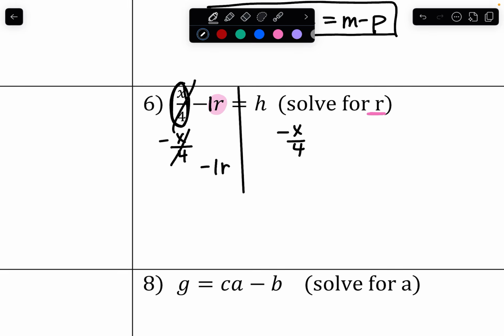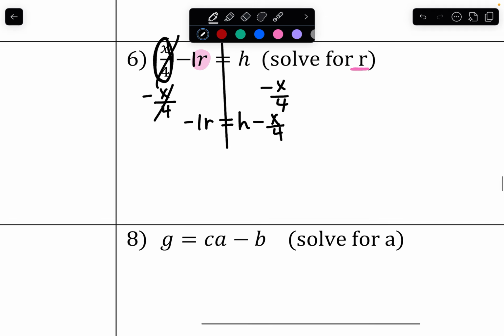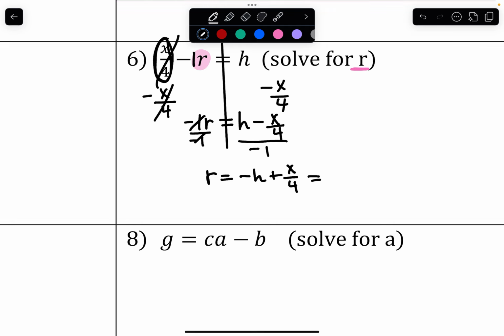So it leaves me with -1r on the left, and then we had a h, and then we have the minus x over 4. Can't put them together, can't simplify them. We just have to write them both. And then here our last step is to divide everything by -1, which we know just flips the signs. So -h plus x over 4, and then we can switch the order. X over 4 minus h.